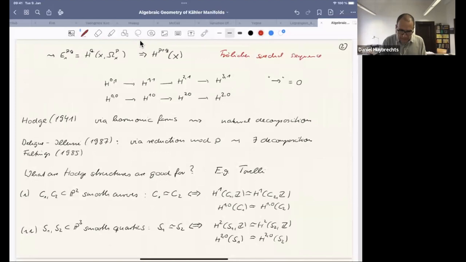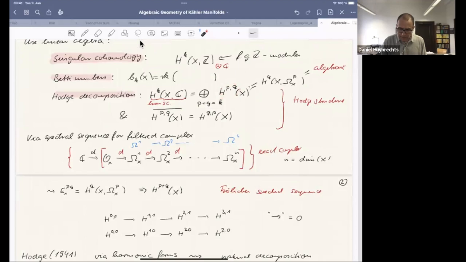There's always a confusing point. So first of all, it's an E1 spectral sequence. And then there's this confusing point that the PQ gets mixed up here with the QP. This came in already here that H^{PQ} is H^Q of omega P. I'll say something about this PQ decomposition a little later on the level of forms, but just to stress this, I have to be a little careful here.